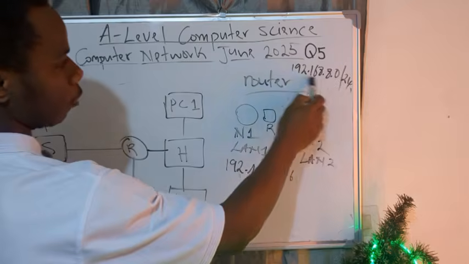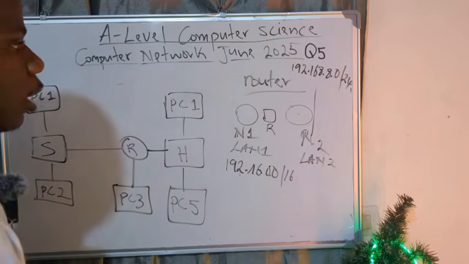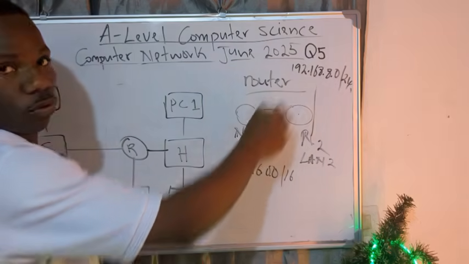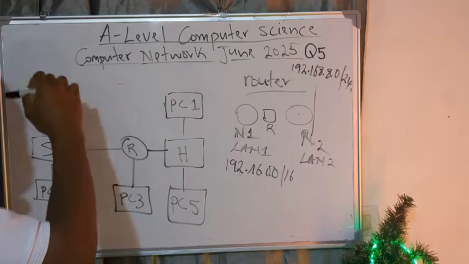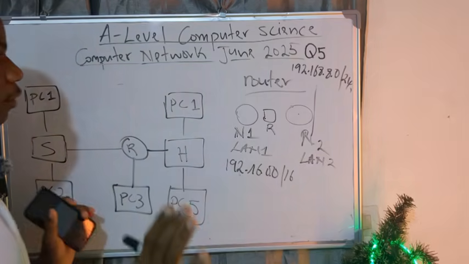So you are seeing that the network part of this one and the network part of this one are very different. For you to understand what I'm doing here, you need to watch part 1 of this chapter, computer network. Don't jump and watch this video without looking at the previous video. But if you're understanding this, fine, good.